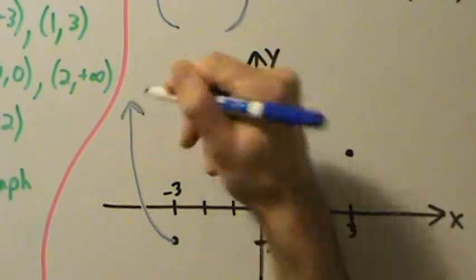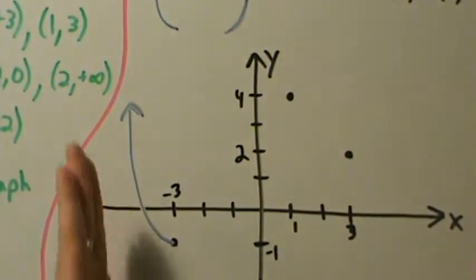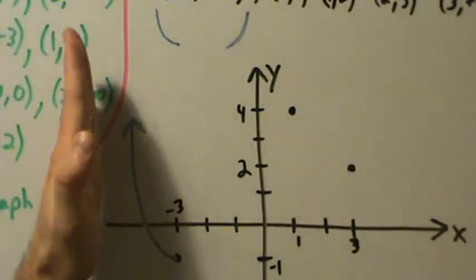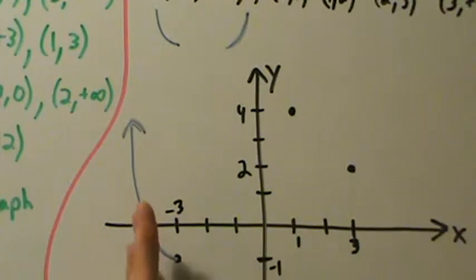Now how do we know how steep to make this? We don't, and it doesn't really matter because we're not given any information beyond what we were given to help us figure that out. All we know is that on this piece here, from negative infinity to negative 3, the function is decreasing and it's concave up.